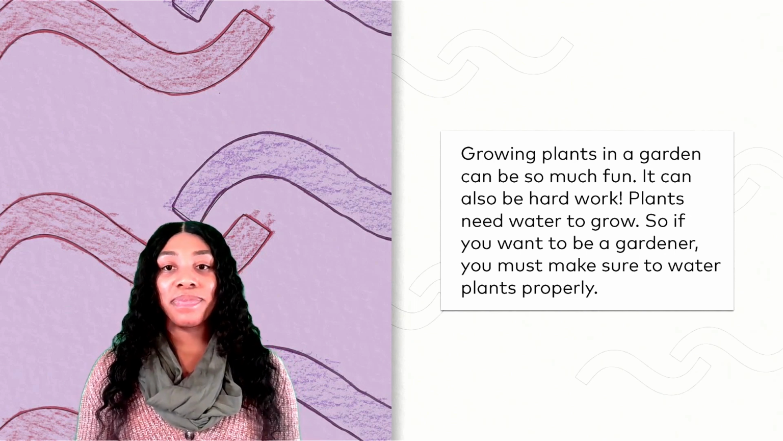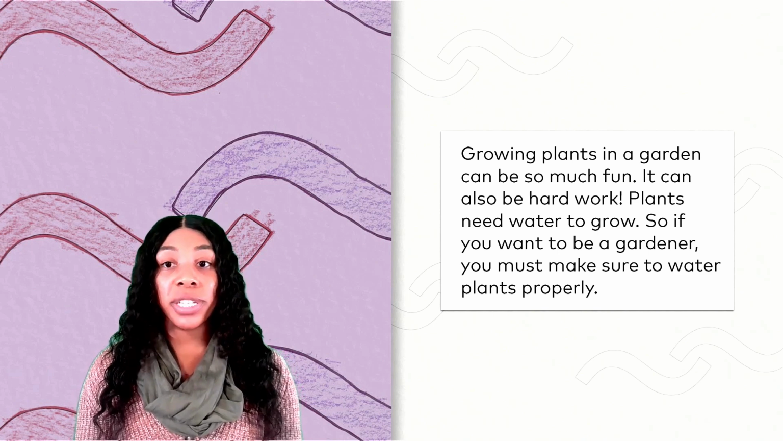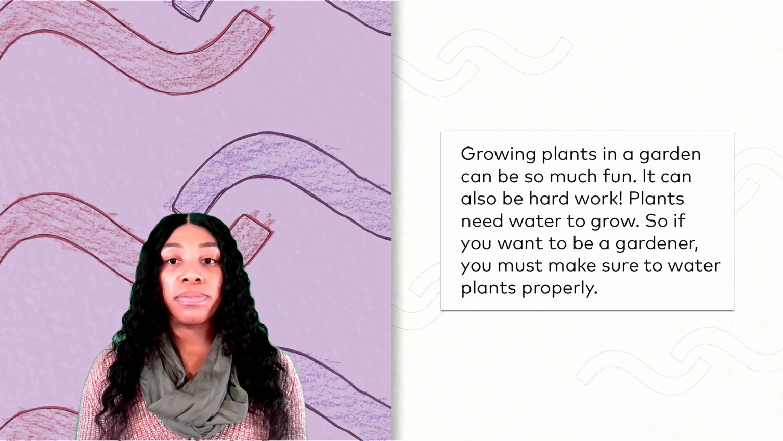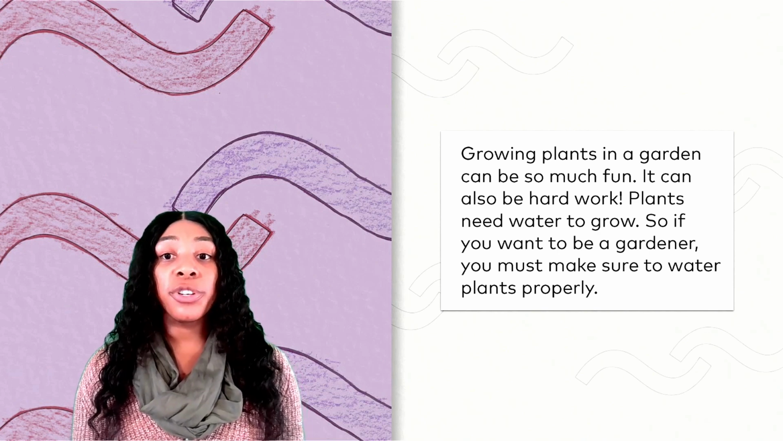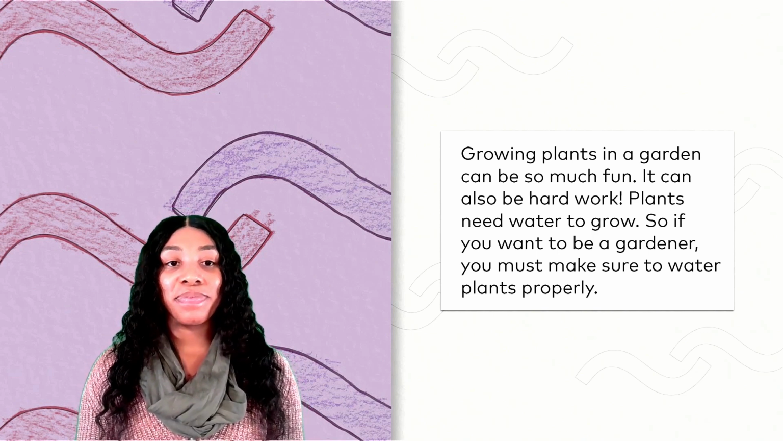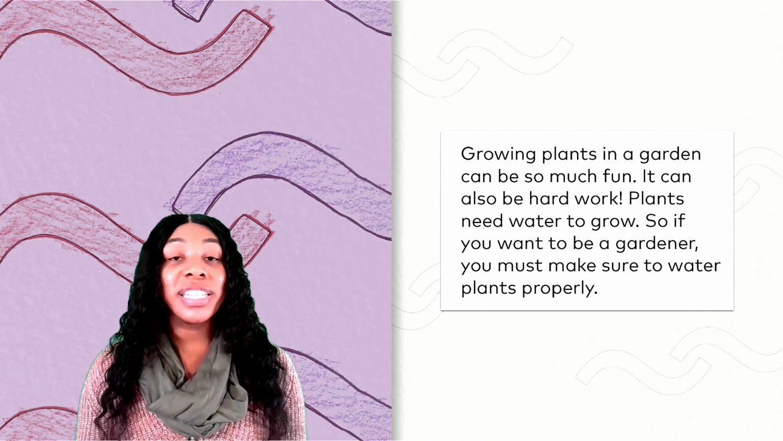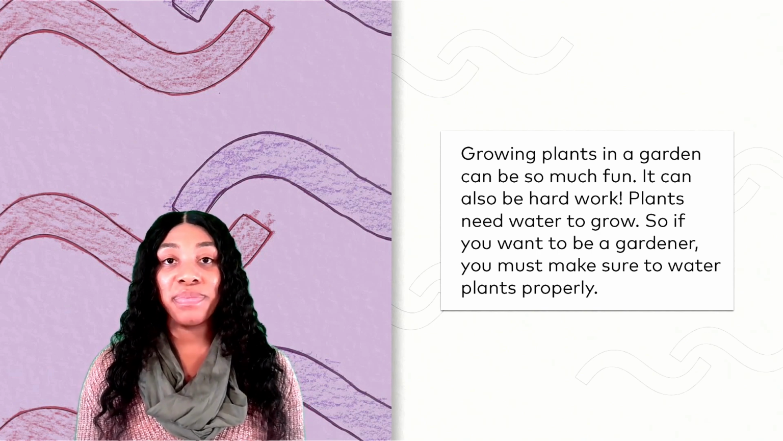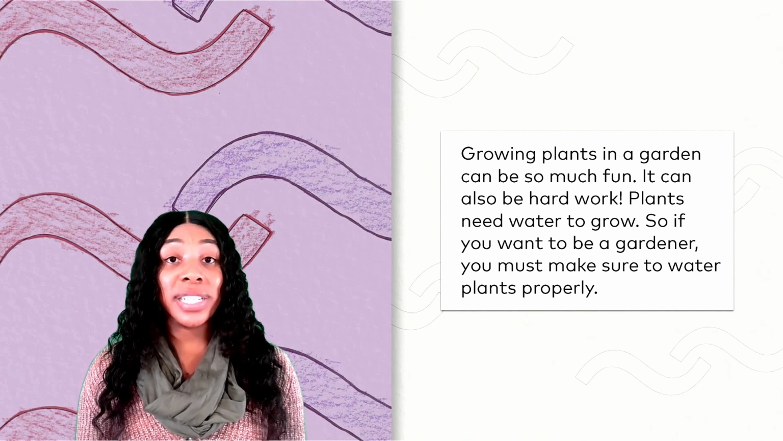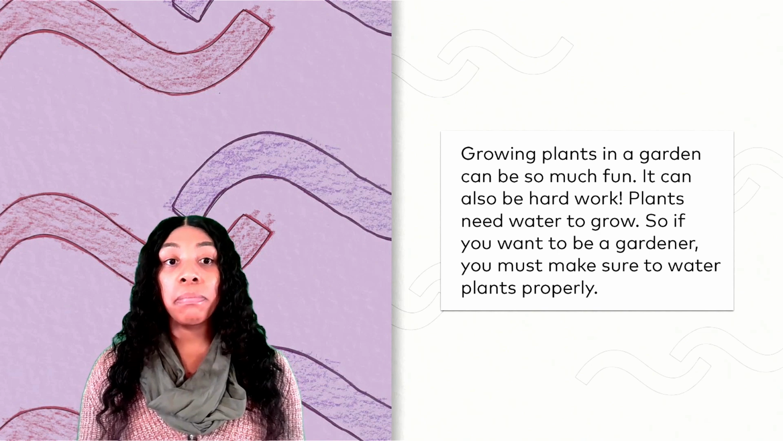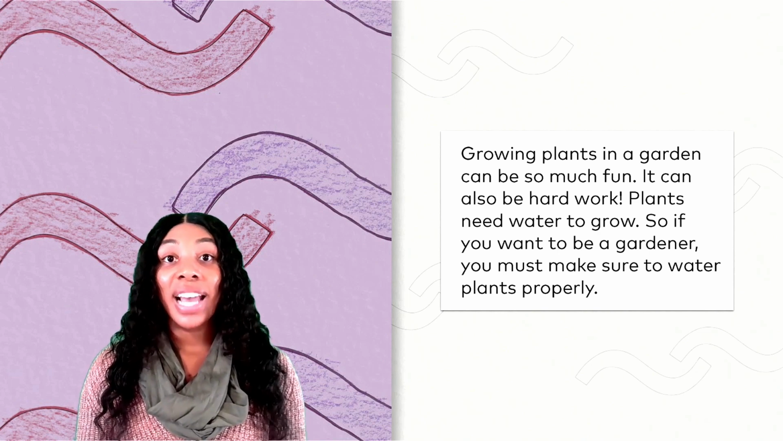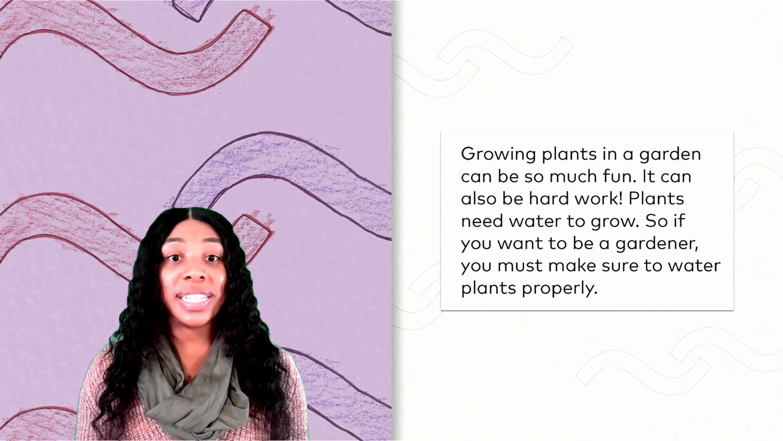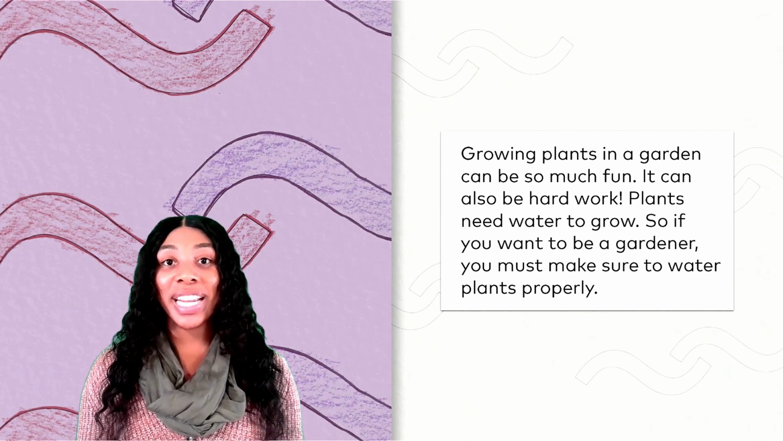Let me try again. Growing plants in a garden can be so much fun. It can also be hard work. Plants need water to grow. So if you want to be a gardener, you must make sure to water plants properly. I think that was much better. Did you hear how I added expression and meaning by paying attention to punctuation? Did you notice that my speed was just right and I was much smoother? To read with fluency takes a lot of practice. Now let's practice reading with fluency and finish this text together. Ready?